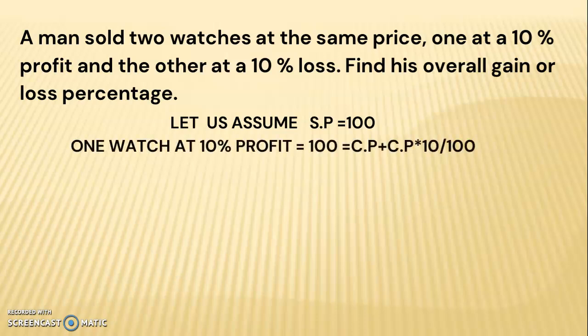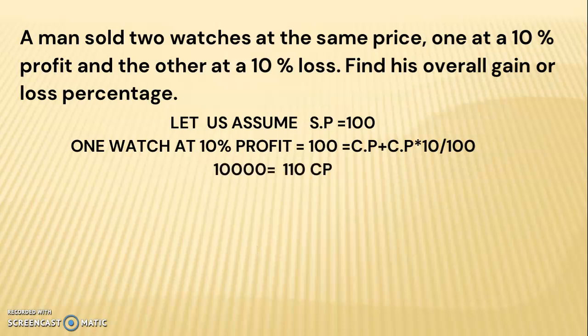So one watch at 10% profit. That means what should be the cost price? Okay, so the selling price is 100 rupees at 10% profit means then the cost price plus cost price into 10 percentage, that is equal to the selling price. I think you can understand this equation. That is the 100 rupees which includes 10% profit also. So that is why I am adding cost price plus cost price into 10%, that is 10 by 100.